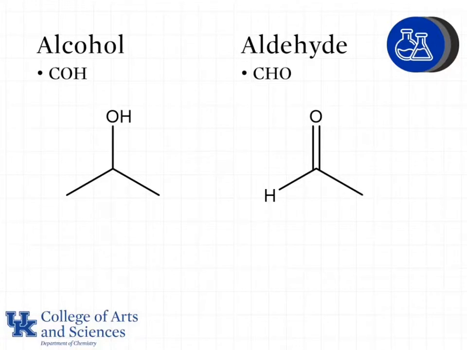One thing you'll see when you're looking at carbohydrate structures are some abbreviations that we use to indicate whether we're looking at alcohols or aldehydes. When we have an alcohol group, it will frequently be abbreviated as COH. When we have an aldehyde, it's frequently abbreviated as CHO. So you need to recognize this shorthand notation means something different for each type of molecule.